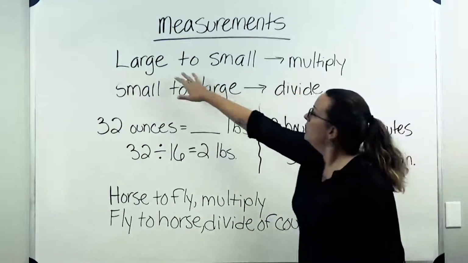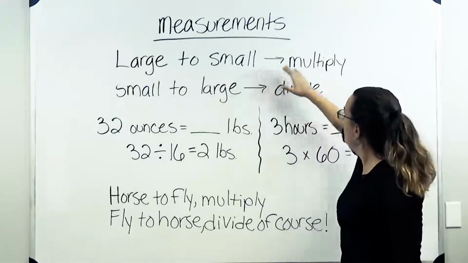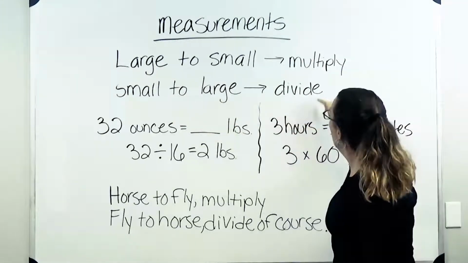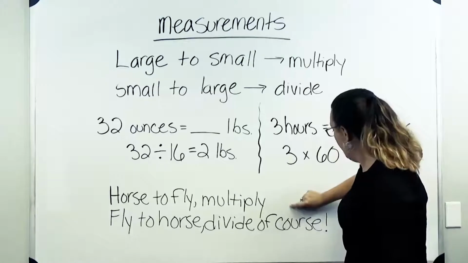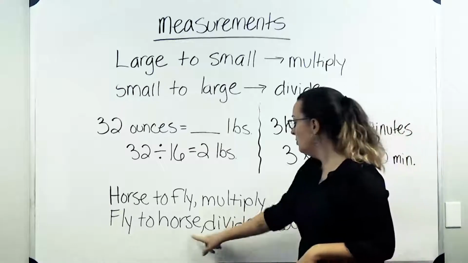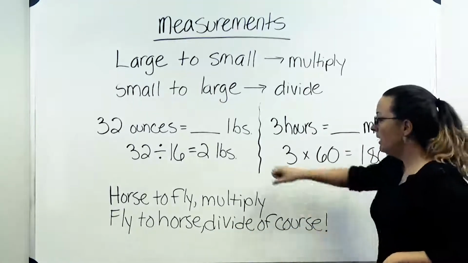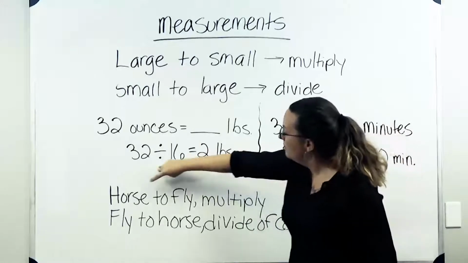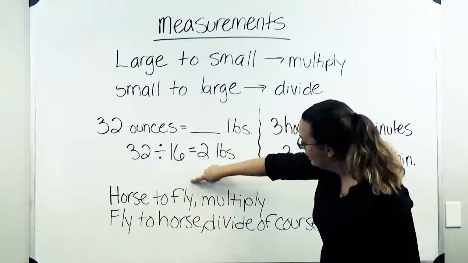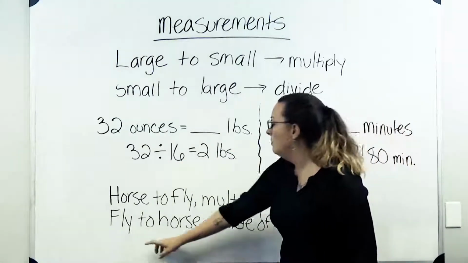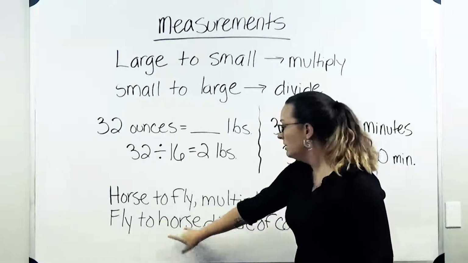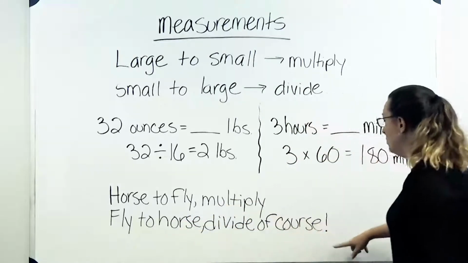When you are going from a larger unit to a smaller unit, then you always multiply. When you're going from a smaller unit to a larger unit, then you always divide. A saying that I have to help you remember is: horse to fly, multiply; fly to horse, divide, of course. That's because a horse is larger than a fly. So if you're going from a larger unit to a smaller unit, like a horse to a fly, which is smaller, then you would multiply. If you're going from a fly to a horse, meaning from a smaller unit to a larger unit, because a fly is smaller than a horse, then you would divide, of course.